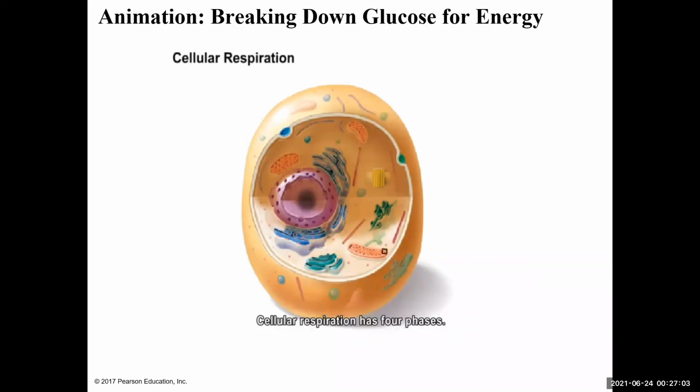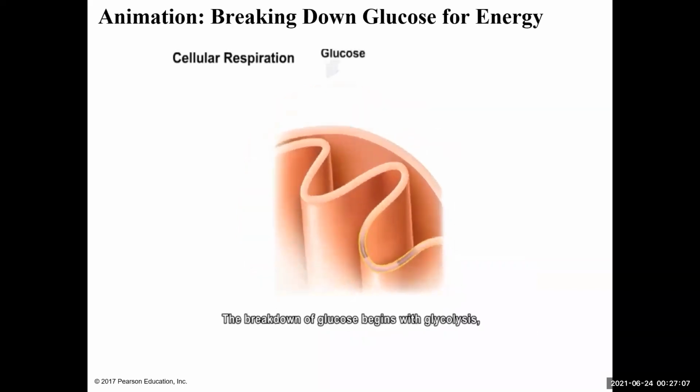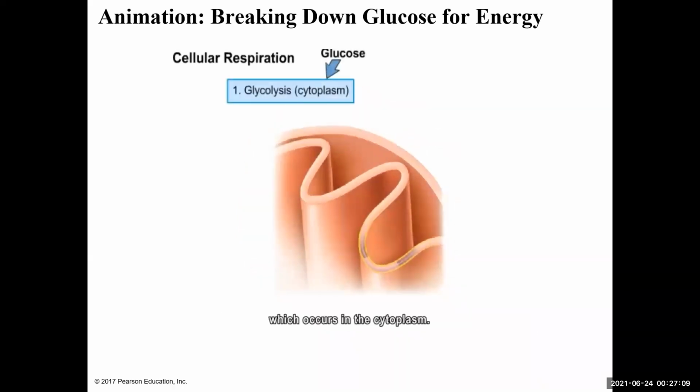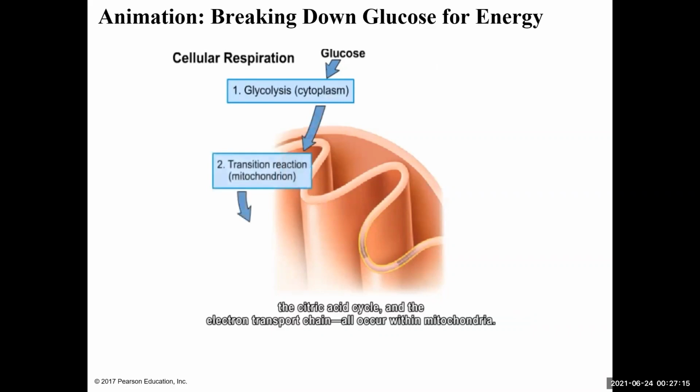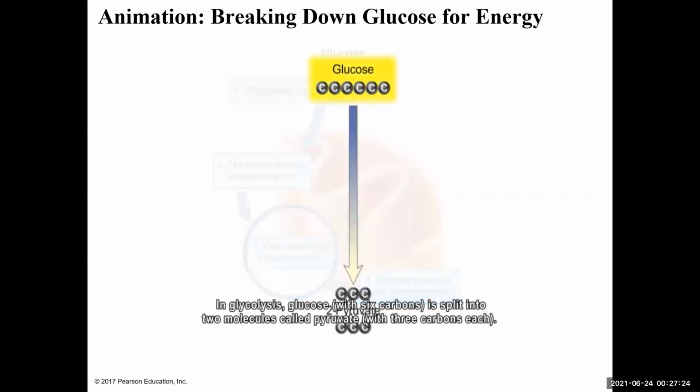Cells break down glucose and derive energy from it by using an oxygen-requiring pathway called cellular respiration. Cellular respiration has 4 phases. The breakdown of glucose begins with glycolysis, which occurs in the cytoplasm. The next 3 phases of cellular respiration, the transition reaction, the citric acid cycle, and the electron transport chain, all occur within mitochondria. In glycolysis, glucose with 6 carbons is split into 2 molecules called pyruvate with 3 carbons each.